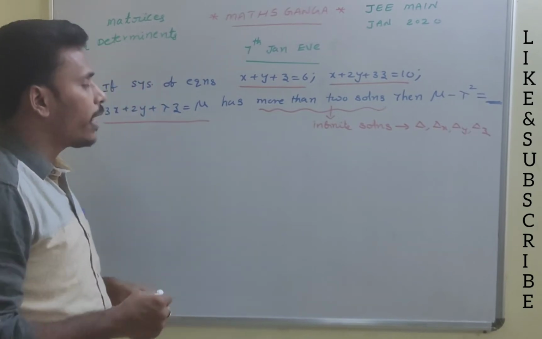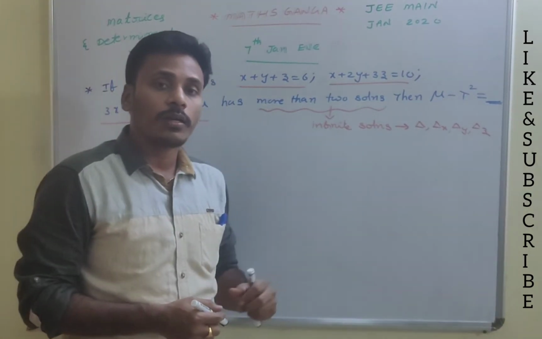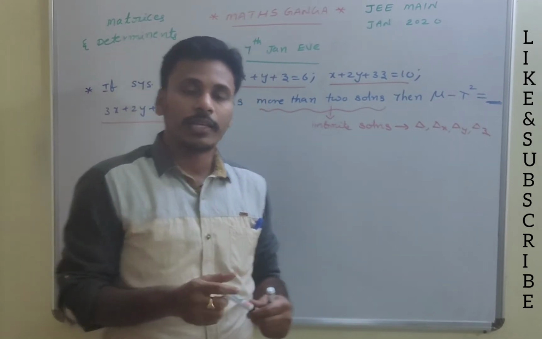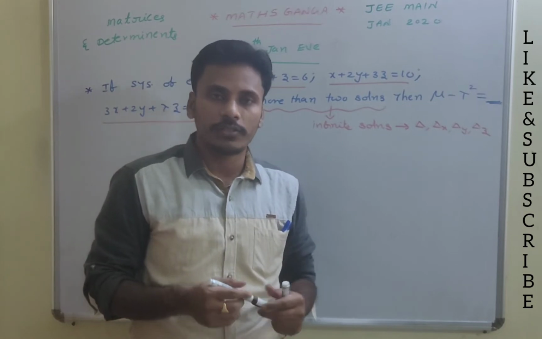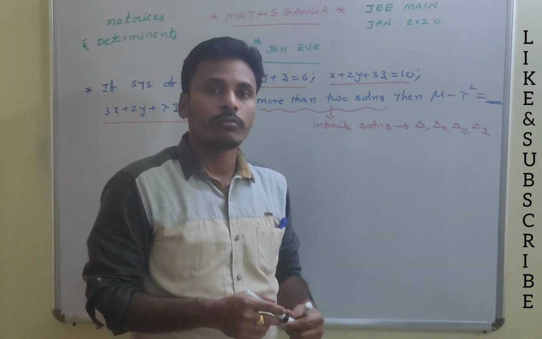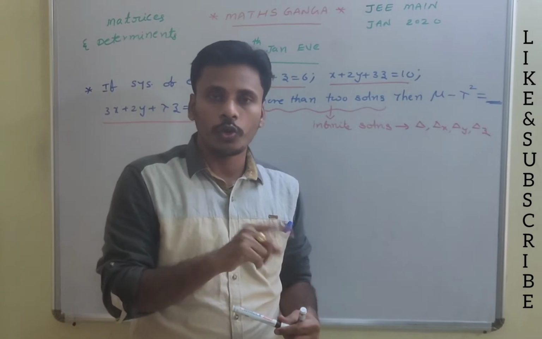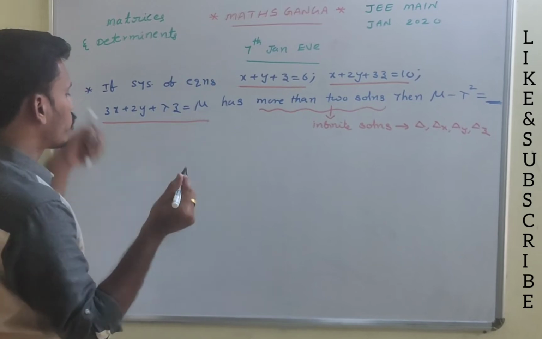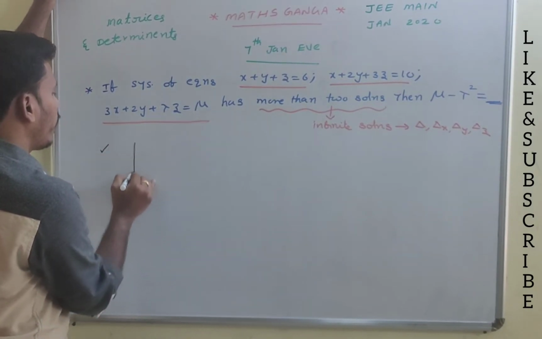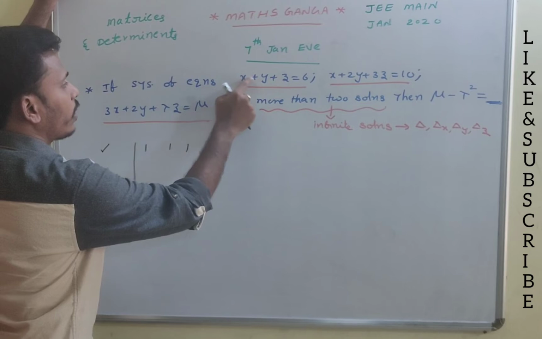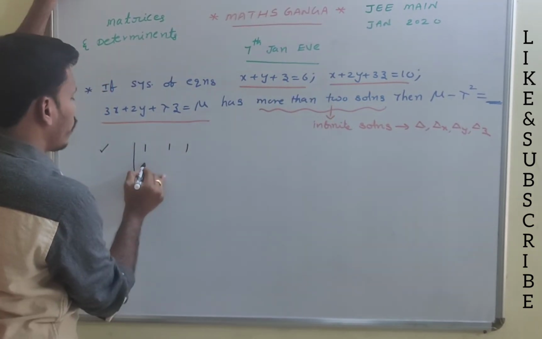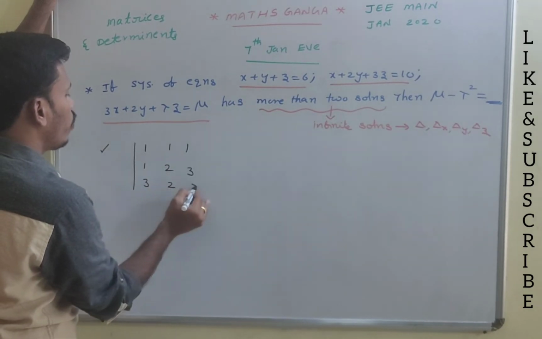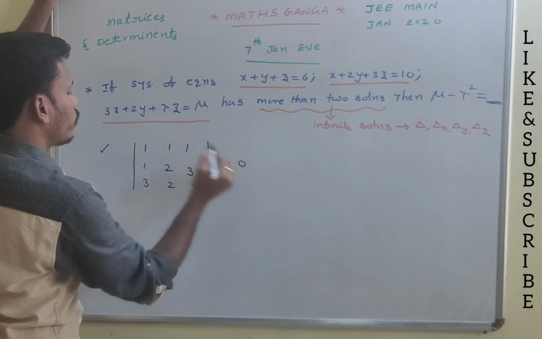First of all, I will start my discussion with delta. Delta is what? The coefficient matrix. A matrix formed by the coefficients of x, y and z of the given three equations, whose determinant is 0. If the determinant is 0, then we have two options: one case no solution, in the other case infinite solutions. Here it is infinite solutions, so for sure the determinant is 0. So first, I have the determinant of 1, 1, 1, the coefficients of x, y, z. And then the coefficients 1, 2, 3. And then the coefficients here: 3, 2, lambda.